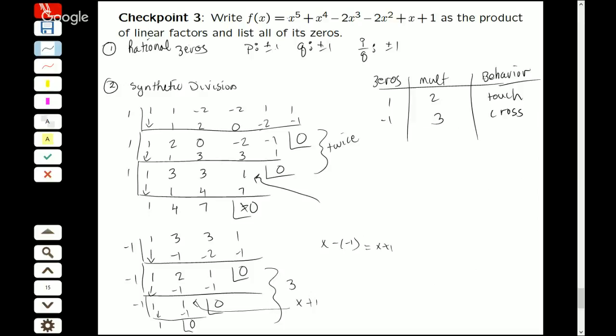So now this says write it as linear terms. So f of x is going to be x minus the first 0 to the power 2, x minus the second 0 to the power 3. Simplify, you get x minus 1 squared, x plus 1 cubed. Very pretty. This is the kind of question you will get on the test.